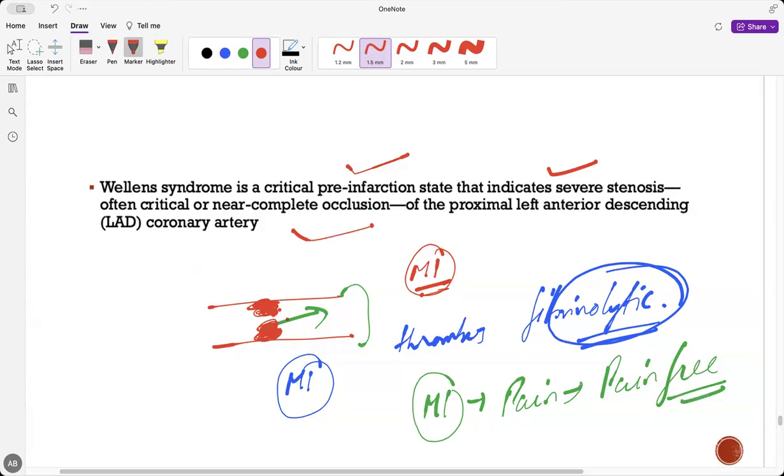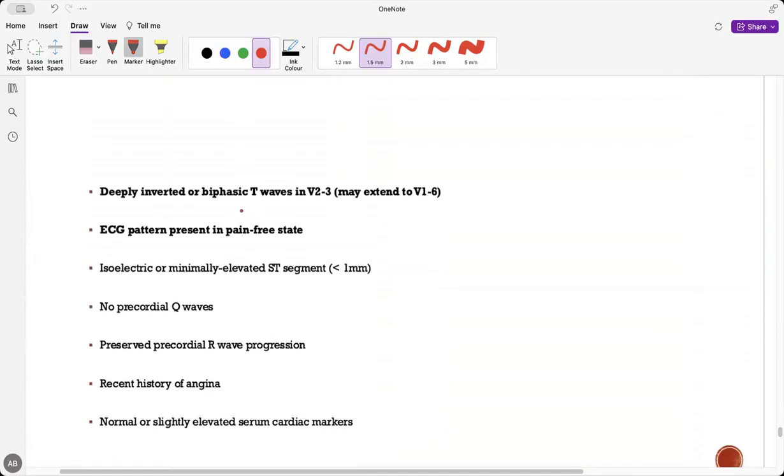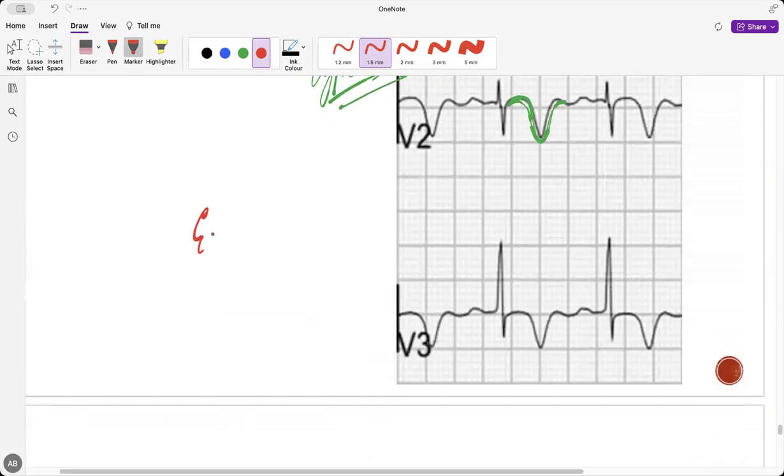So this plaque can rupture again, or be exposed again to thrombus and fibrin, and can reocclude the artery and convert into a massive MI or massive STEMI if you don't treat or evaluate this patient. So all patients with Wellens syndrome have to be taken very seriously and immediately taken for emergency coronary angiography.